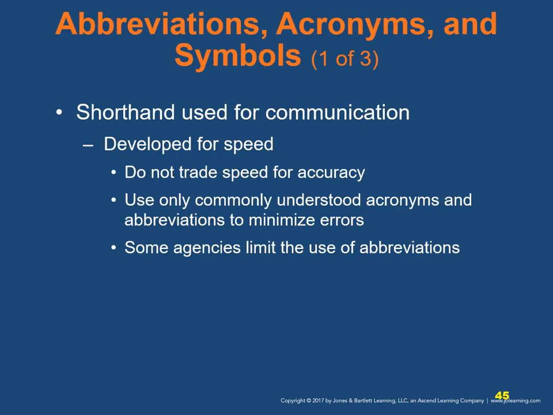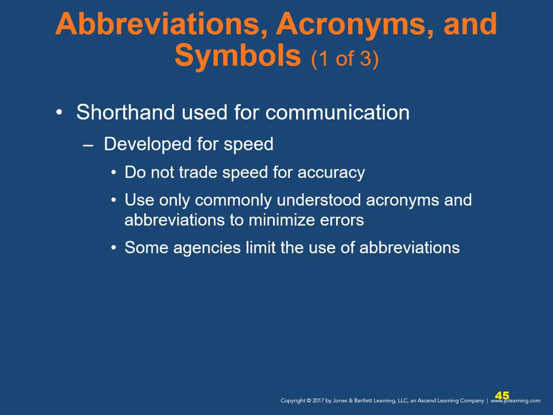Medical abbreviations, acronyms, and symbols are a type of shorthand used for communication. These were developed because one could communicate faster using this method. It is important, however, not to trade speed for accuracy. Use only commonly understood acronyms and abbreviations to minimize misinterpretations and errors. The Joint Commission and Institute for Safe Medication Practices are considered two authorities on abbreviations, and they provide do-not-use lists for acronyms and abbreviations.